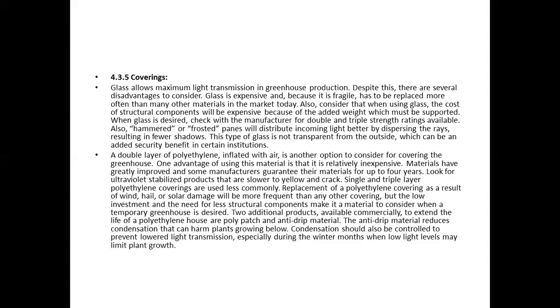The anti-drip material reduces condensation that can harm plants growing below. Condensation should also be controlled to prevent lower light transmission, especially during the winter months when low light levels may limit plant growth. So coverings include glass material or reflecting material. Also there is polythene covering which can be used for covering the upper side or roof of the greenhouse.